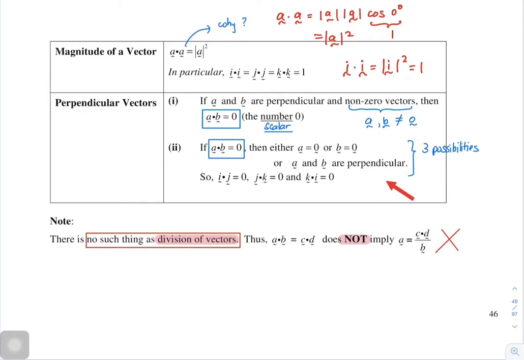Now one very important thing that you should note is there is no such thing as division of vectors. So if I give you a relationship between vectors, A dot B equal to C dot D, it does not imply that B can be cross multiplied such that it equals C dot D divided by A. This is not true at all.